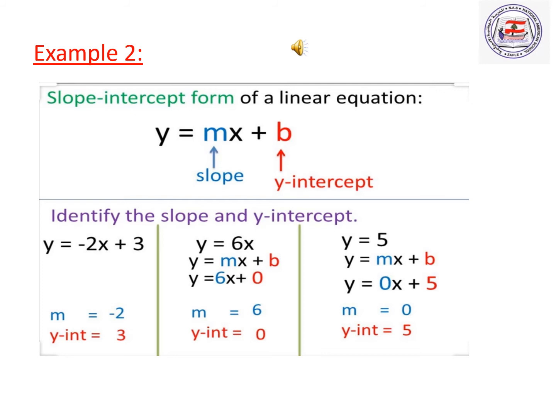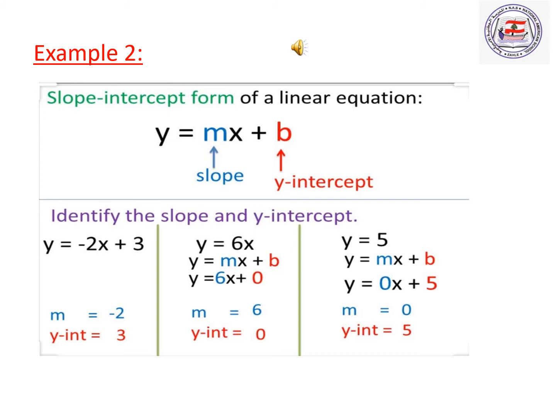In this part, I am going to find the slope and y-intercept of special lines. Slope-intercept form of a linear equation is y equal mx plus b. m is the slope and b is the y-intercept. Identify the slope and y-intercept in each case. First case, y equal -2x plus 3, slope m equal -2, y-intercept b equal 3.